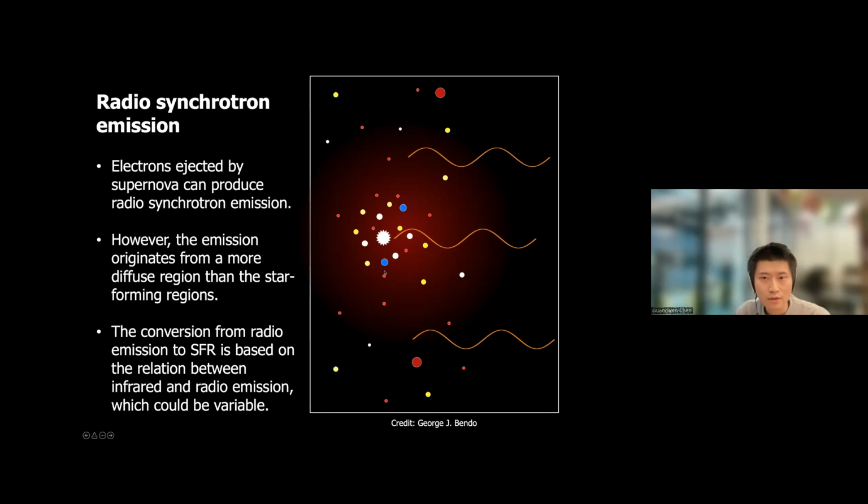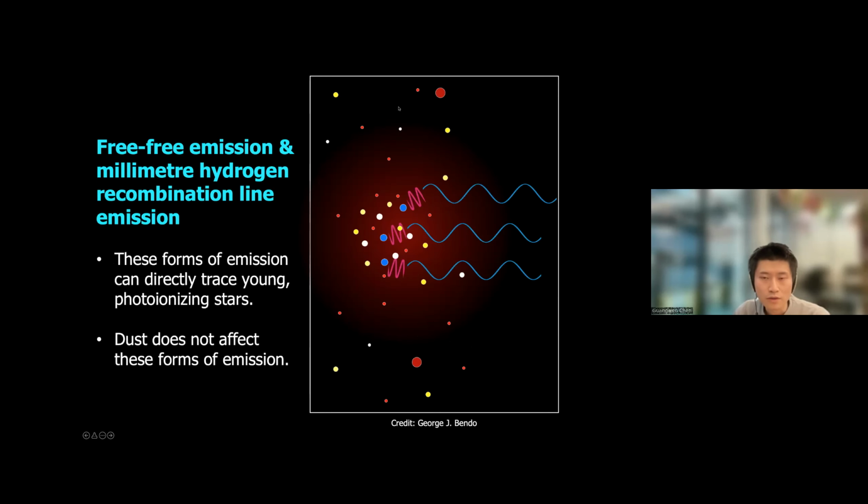However, this star formation tracer has some disadvantages. This emission originates from a more diffuse region than the star forming region. In addition, AGN can also contribute to this kind of emission. The conversion from the radio emission to star formation rate is normally based on the relation between infrared emission and the radio emission, which could be very different.